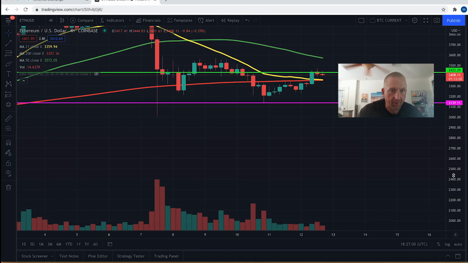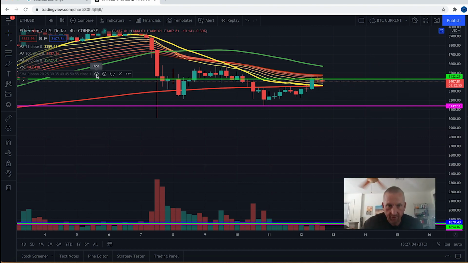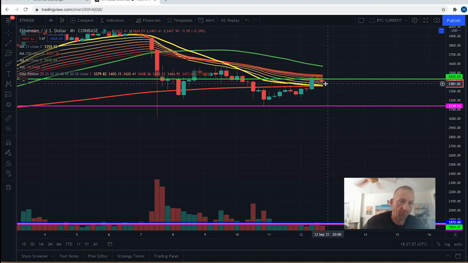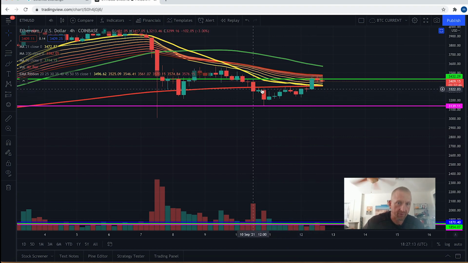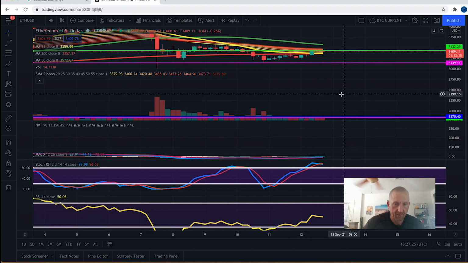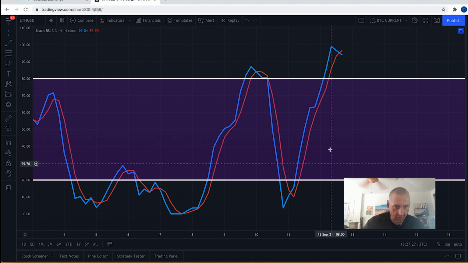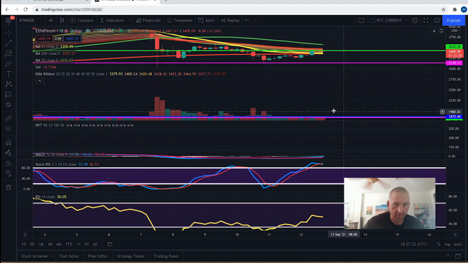Looking at the 4 hour, it looks like nothing much is going on. Let's turn on our EMA ribbons, and we're right in the middle of the EMA ribbons. But we are on top of the 200 moving average, and we were below it for a little bit, and now we're on top of it. So as long as we hold this 200 moving average, things aren't looking too bad. We are definitely about as high as we can go for the Stochastic RSI.